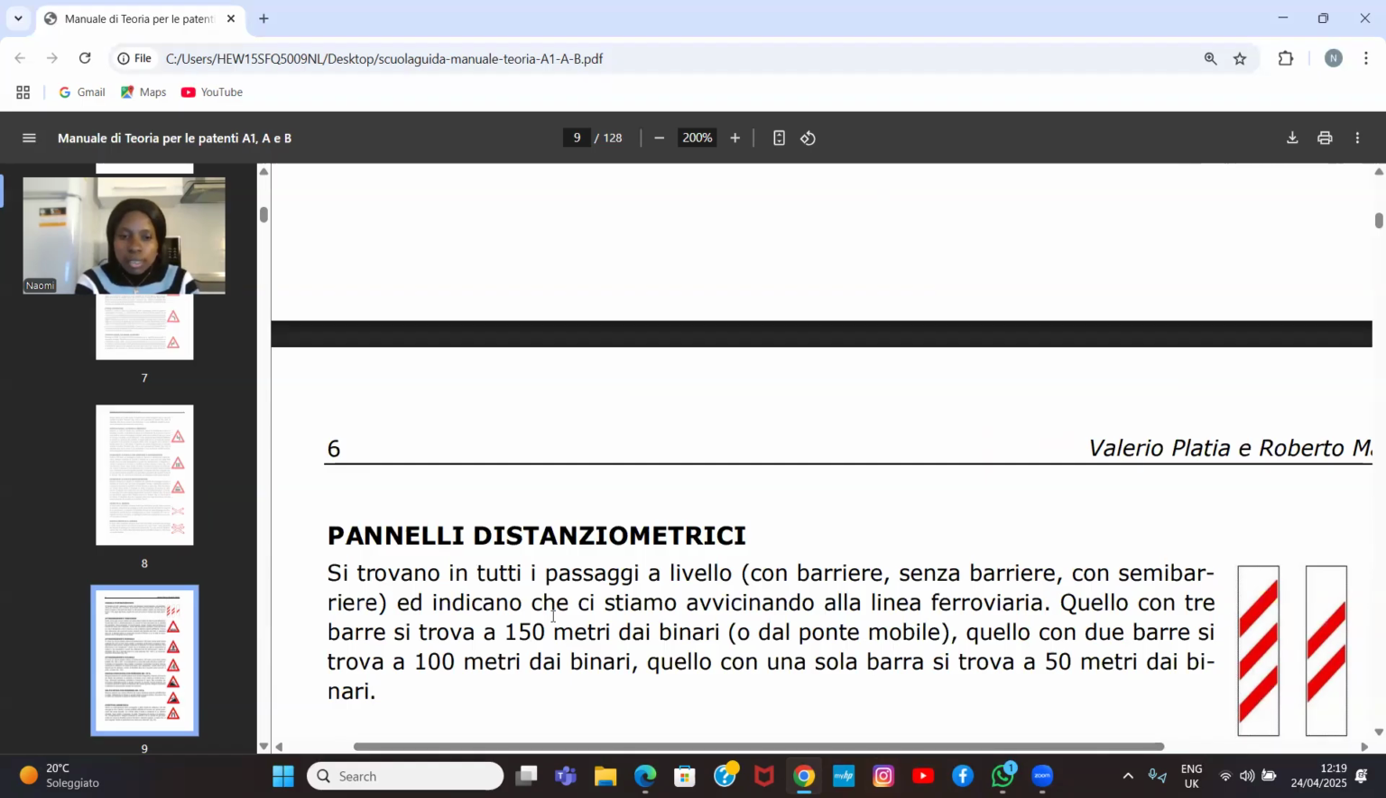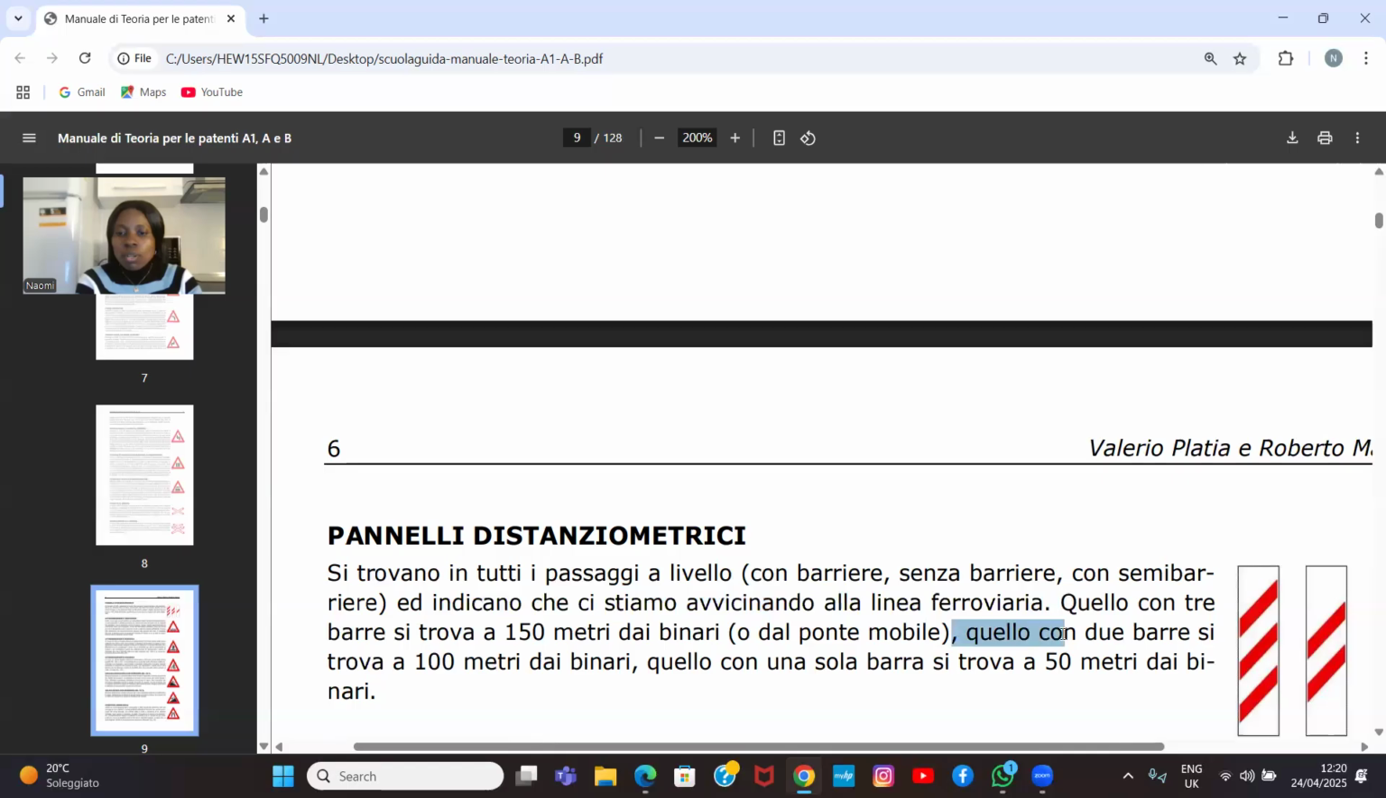And what do they indicate? Indicano che, let me highlight this so that you can understand. Indicano che ci stiamo avvicinando alla linea ferroviaria. They indicate that we are approaching the train track, the train line. Quando con 3 barre si trova a 150 metri dai binari. Now, the first one you have here with 3 red strokes tells you that you are 150 meters away from the train track. Let's proceed again.